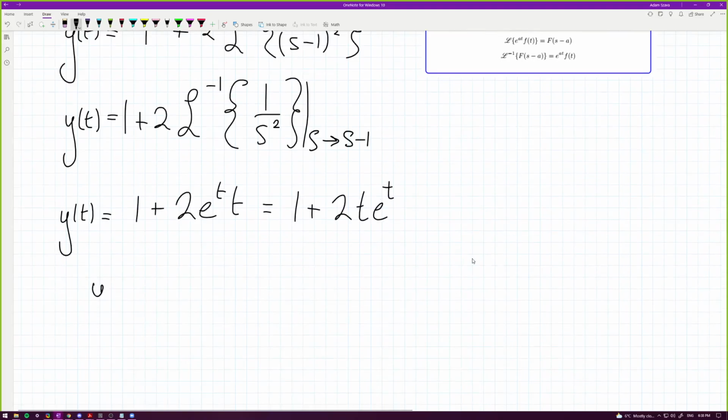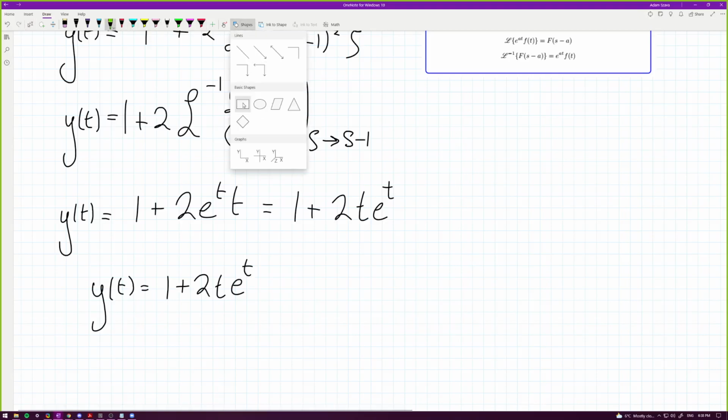And there's your solution. There's y. y of t equals 1 plus 2 t e to the t. It's your final solution. I like putting it in a box.